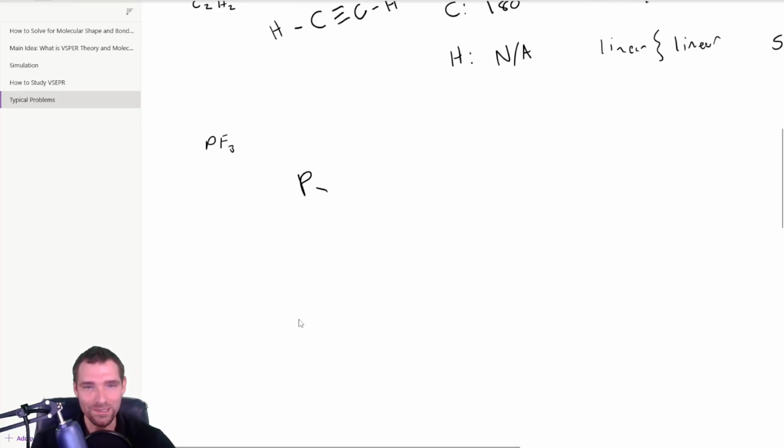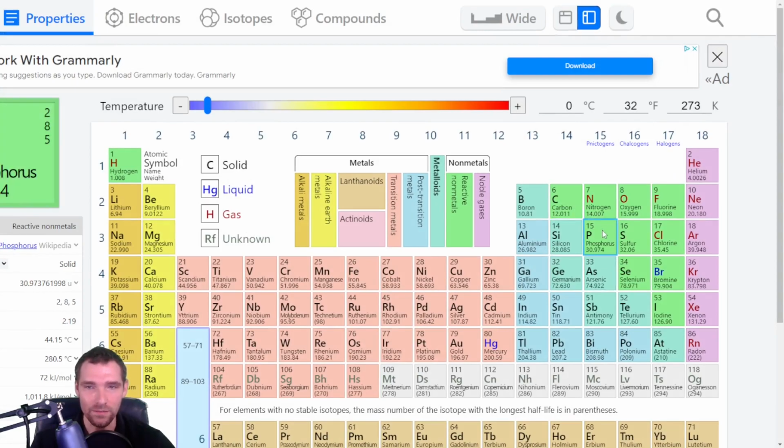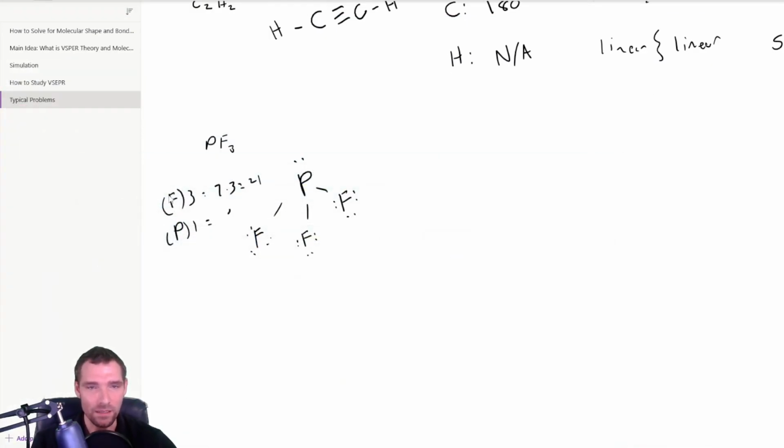PF3. Now, I want to say that this is going to be something like this, maybe. I know that phosphorus and sulfur are ones that they typically will have some more bonds. Fluorine is going to be contributing 7 times 3, and then P times 1. It looks like there should be 7 times 3, 21. And then this phosphorus, I believe, let me just double check on that. Where are you? Right here. It should have 5. Okay. So it should be contributing 5.